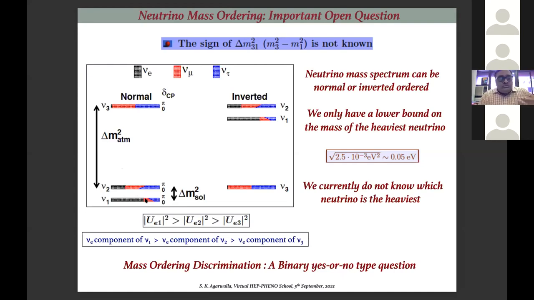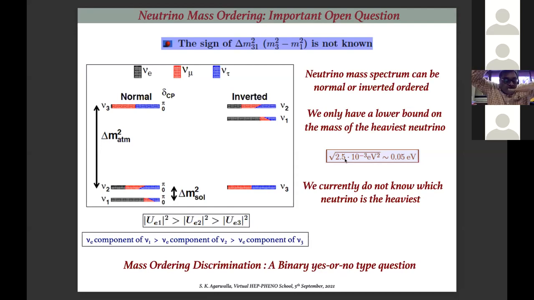Now, if you assume that M1 is 0, then your delta m31 square, which is M3 square minus M1 square, with M1 square being 0, is nothing but M3 square, right? So in this picture, M3 is my heaviest neutrino, and my starting point M1 I'm assuming to be 0. So you immediately see that the magnitude of delta m31 square is equal to M3 square, because M1 square is 0. If you just take the square root, which I have taken, you will get to know the value of M3, right?